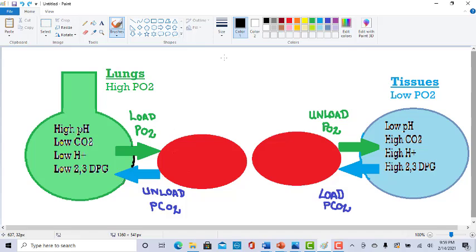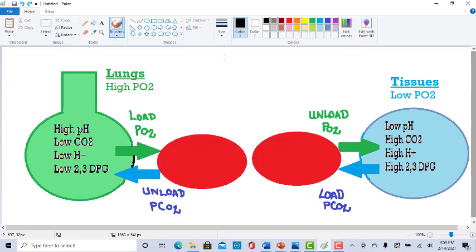So oxygen is transported two ways, as a refresher. One way, it's dissolved in plasma, which is the very small, kind of inconsequential way that it's transported. The major way that oxygen is transported is attached to hemoglobin. And then for carbon dioxide, it's transported three ways.